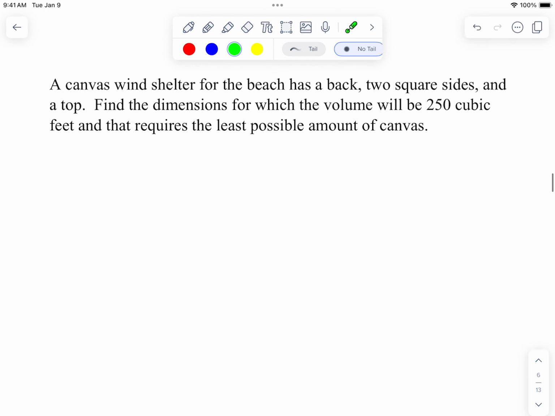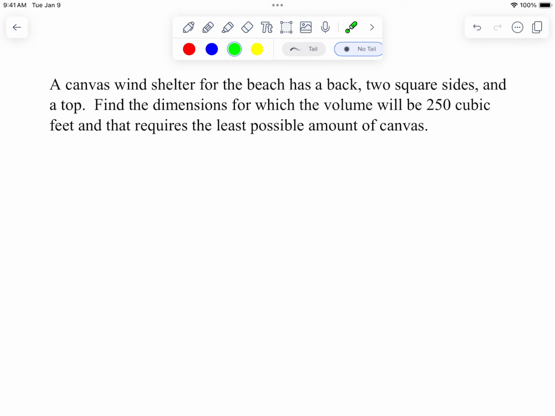Okay, next, a canvas wind shelter for the beach has a back, 2 square sides, and a top. Find the dimensions for which the volume will be 250 cubic feet that requires the least possible amount of canvas. So here I want to point out the volume has to be this. So now this is going to be open intervals. It still doesn't mean that the domain is negative infinity to infinity, but we don't have endpoints because we can't have 0 volume.